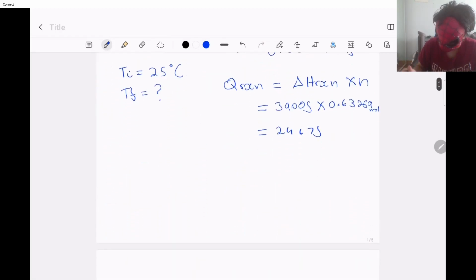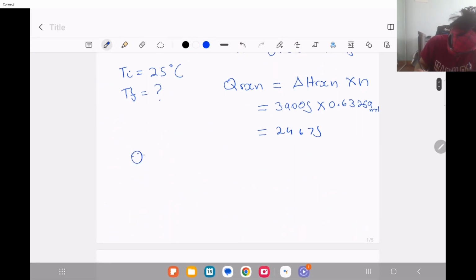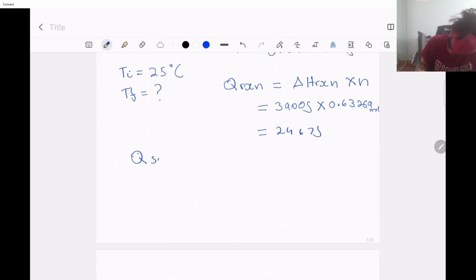Now, with this information, we can calculate the Q of the surroundings. The Q of the surroundings is the negative of this number. So Q surroundings is equal to negative 2,467 joules.